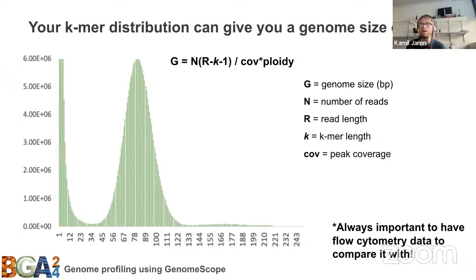So out of this kind of k-mer spectra, you can estimate the genome size if you simply look at the number of reads and how many k-mers there are per read. So this term on top is how many k-mers there are in total. If you divide this number by the estimated k-mer coverage and multiply it by ploidy, you will actually get the estimate of the size of a haploid genome.